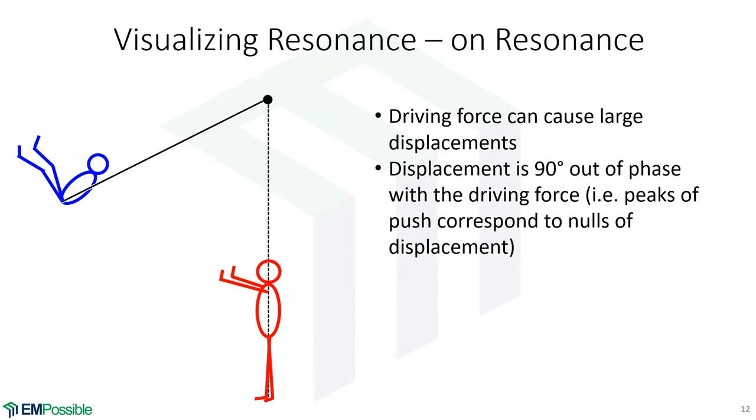But when we push at the resonant frequency, this is when we get the largest amount of displacement. And if we think about this, the displacement is 90 degrees out of phase with our pushing. So when the child's at its maximum, that's not when we're pushing. So 90 degrees out of phase between when we're pushing and when the child's at the maximum.